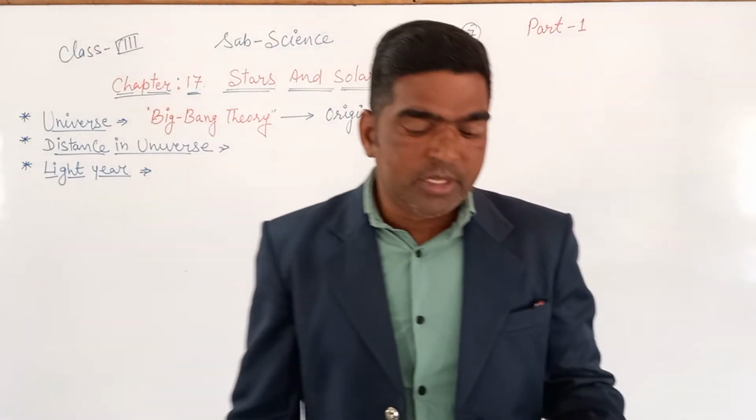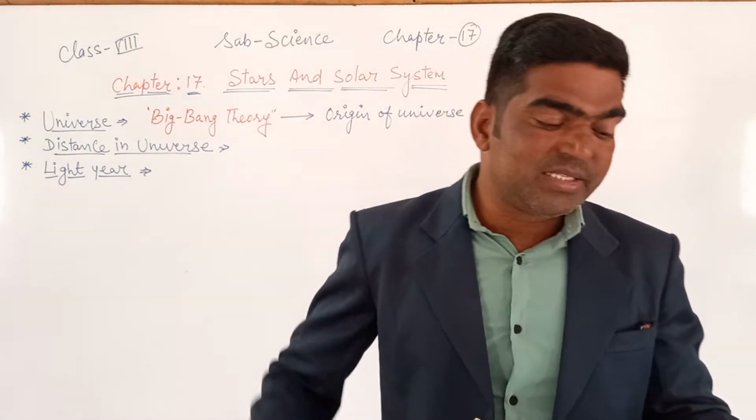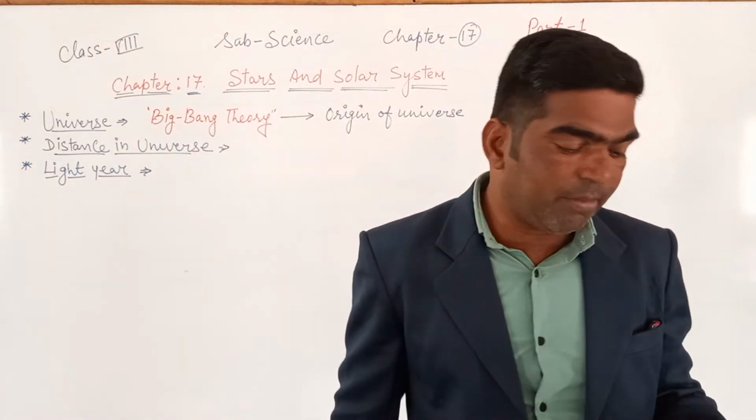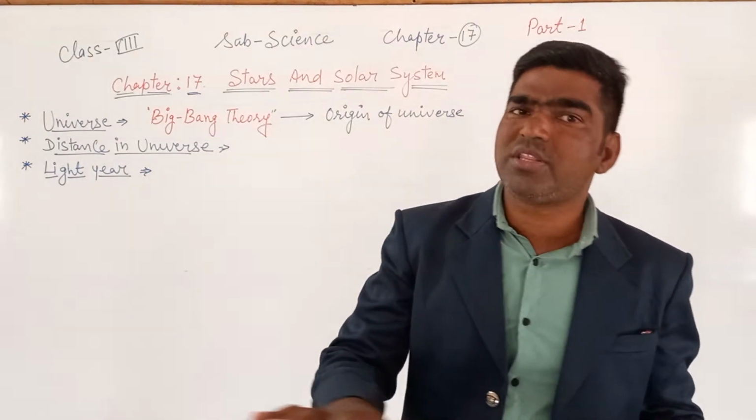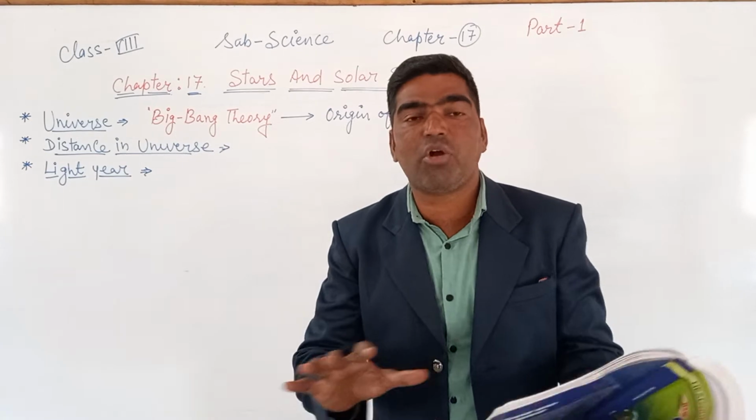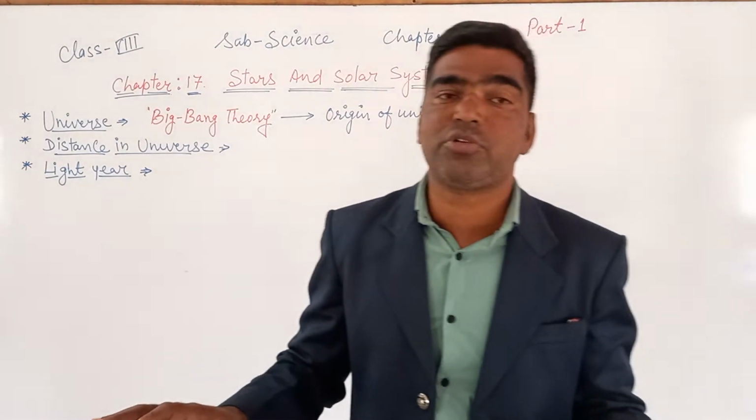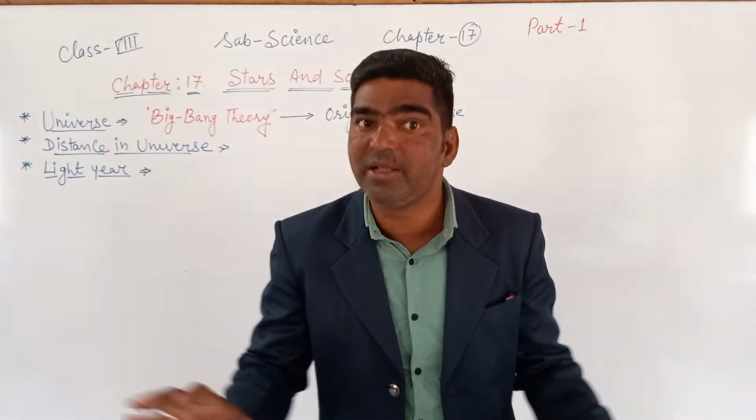A heavenly body, or celestial body, or astronomical body, is a natural object. These are natural things, not made by humans and not artificial. All these things are natural.